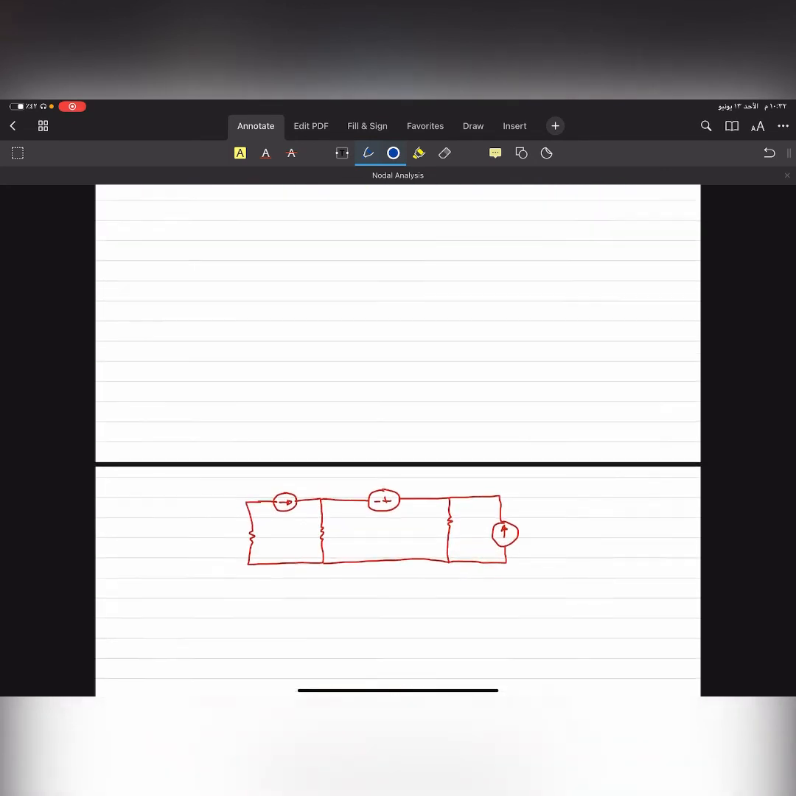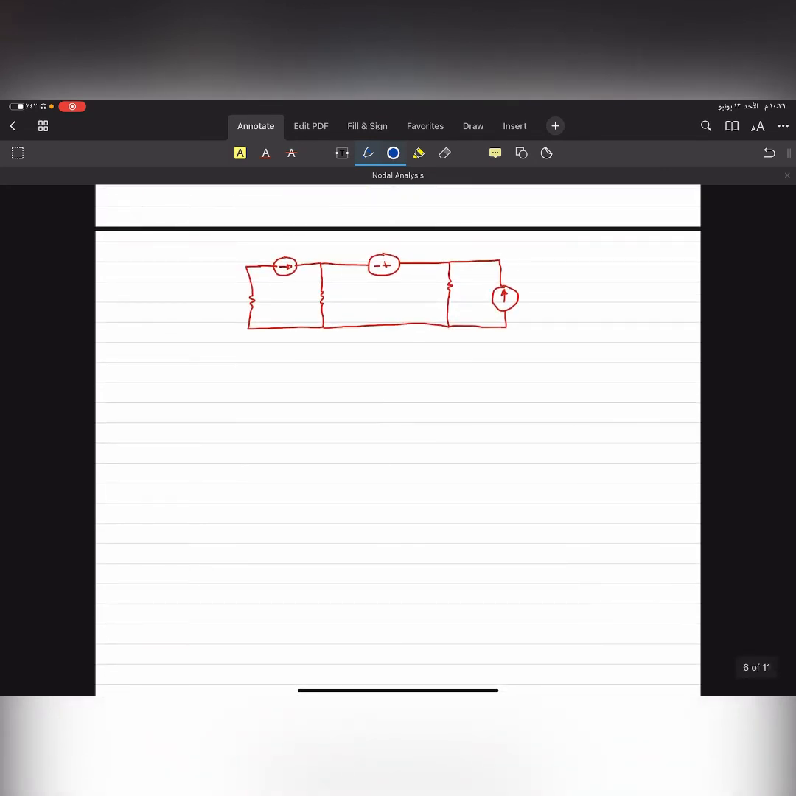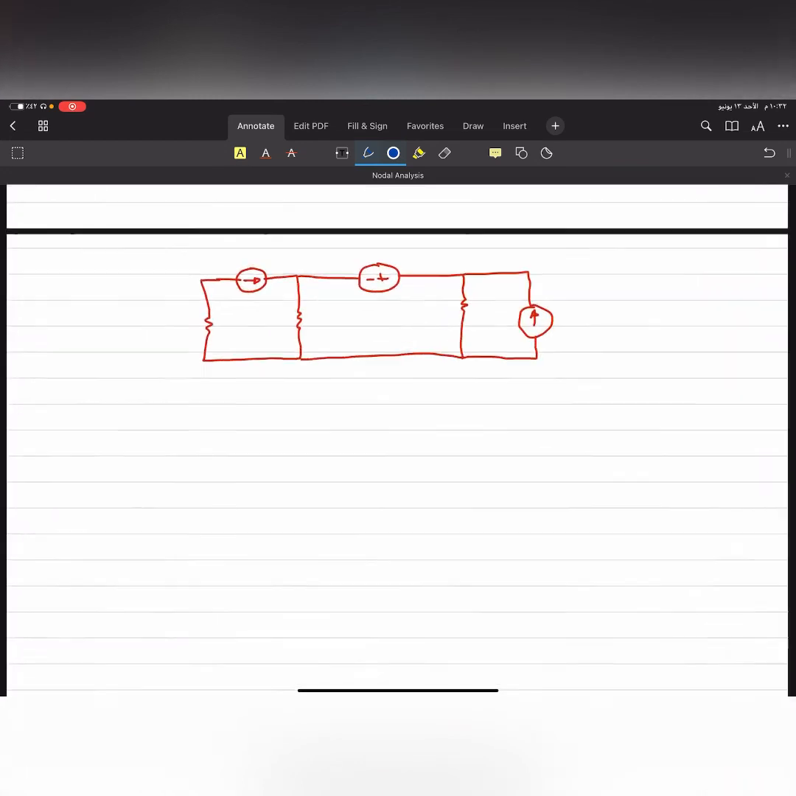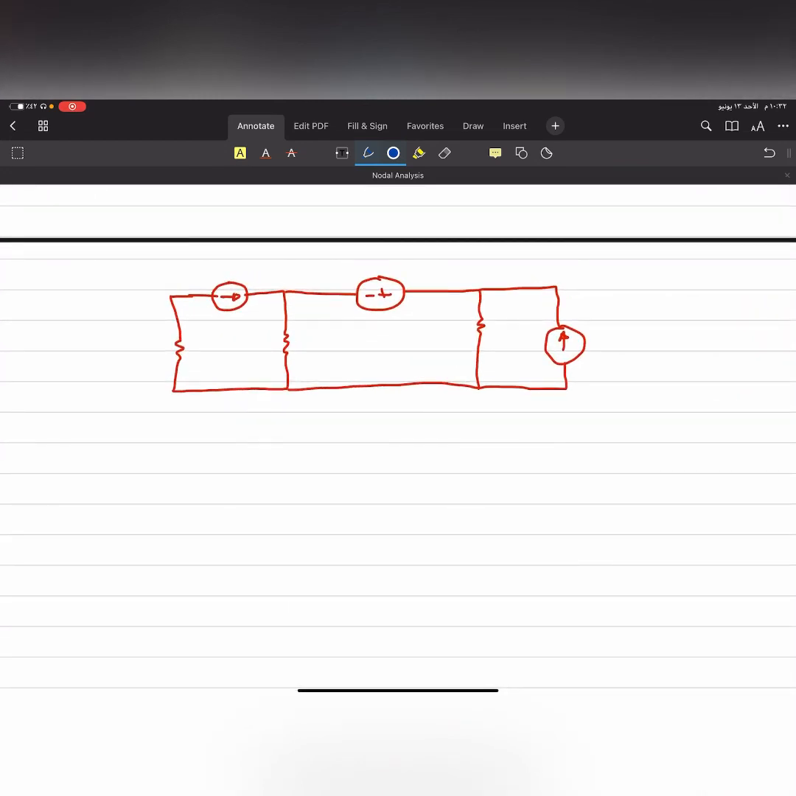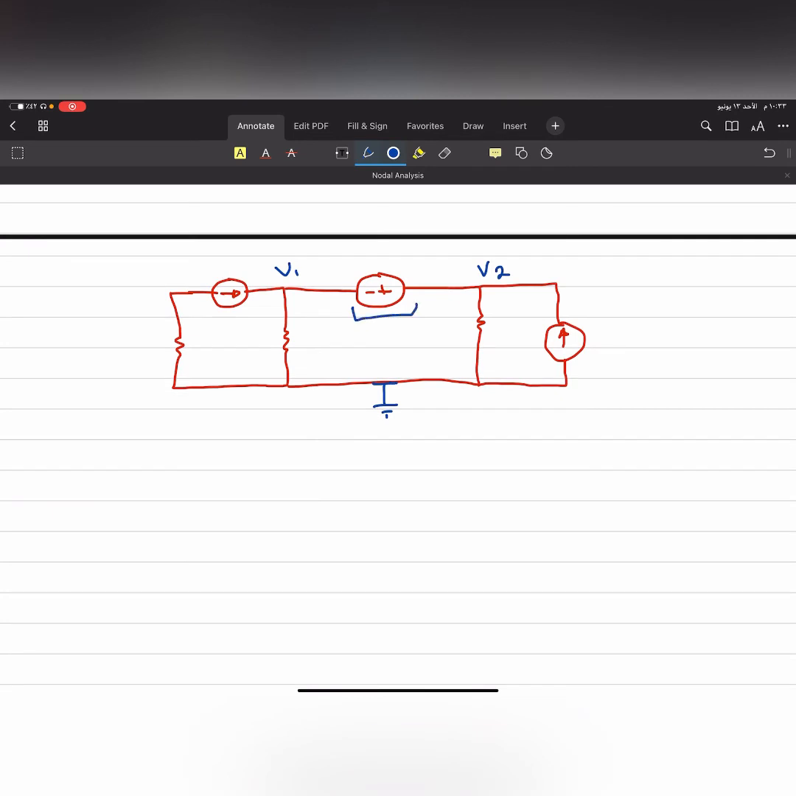Now we will move on to the last part of our video, which is the supernode. If I told you that you have this circuit and I want you to solve it using nodal analysis, how will you solve it? You will say directly that this one is the ground because it has 4 branches, and this one is V1, and this one is V2. That's perfect. But you will be surprised that there is a voltage source here. So this voltage source, if we say that this voltage is 5 volts, so V2 will be 5 volts or V1 will be 5 volts.